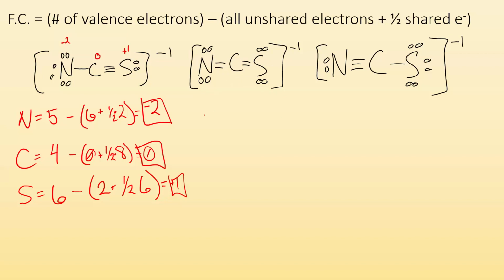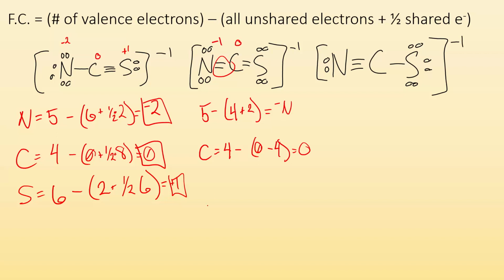So in this one, nitrogen, again, 5 valence electrons minus, it has 4 electrons it kept to itself, plus half of the bonded electrons, which is 2. So now in this one, nitrogen has a -1. Carbon, same deal. It's 4 valence electrons minus, well, it didn't keep any to itself, and half of the shared electrons would be 4. So it ends up with 0.